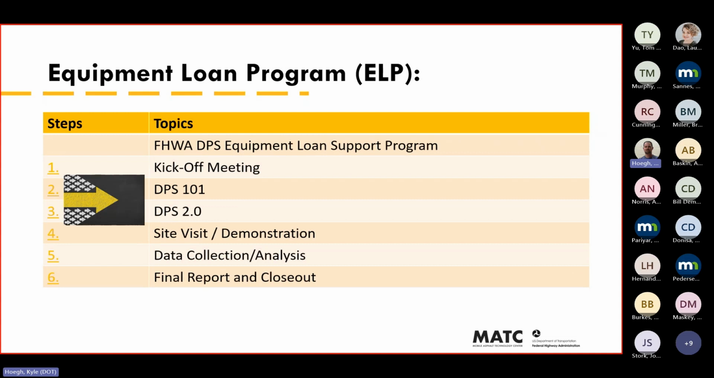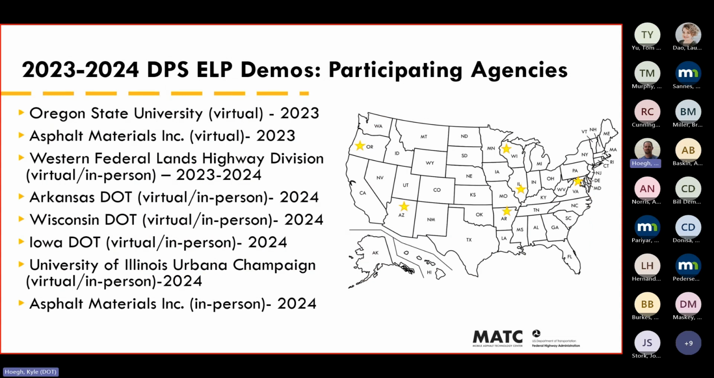We also offer a field demonstration, and with that, we help with the collection of data and the analysis of data. And then, like any federal highway project, we have a report and a closeout meeting. So for this year, from 2023 to 2024, we started off with a lot of virtual trainings. And the equipment loan program does not only target state DOTs, we lend it out to industry, academia, and other government agencies. We've done some virtual trainings, but we're getting ready to start some of our in-person trainings.